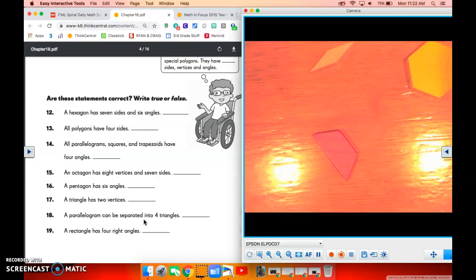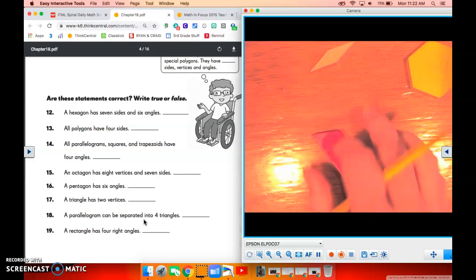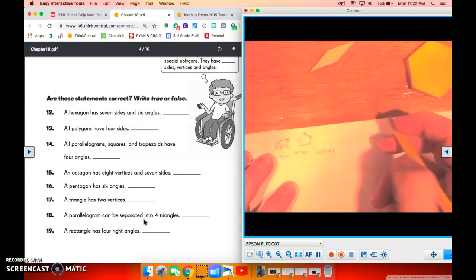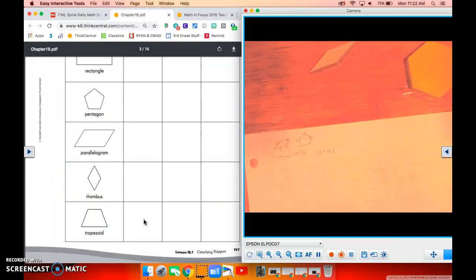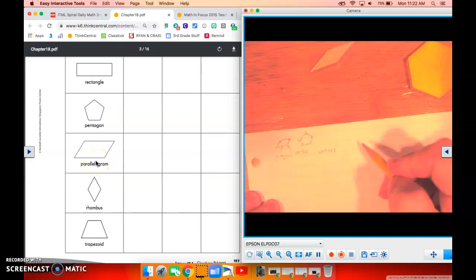19, a rectangle has 4 right angles. That is true. So let's look at this again. And let's just check out our parallelogram. You know what? Let's come up over here. Parallelogram right there, okay?